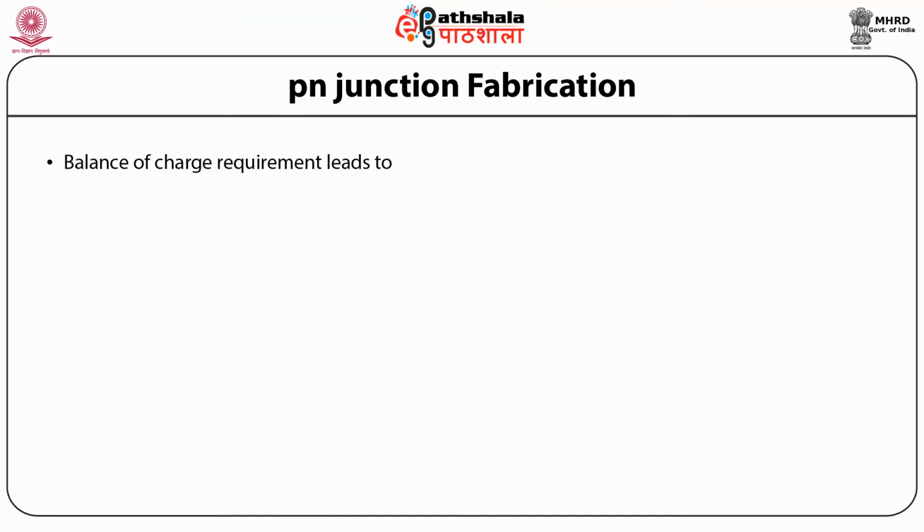So the balance of charge requirement leads to xn naught Nd equal to xp naught Na. And we know that W equal to xn naught plus xp naught. So we can write xn naught equal to xp naught Na by Nd equal to (W minus xn naught) multiplied by Na by Nd.